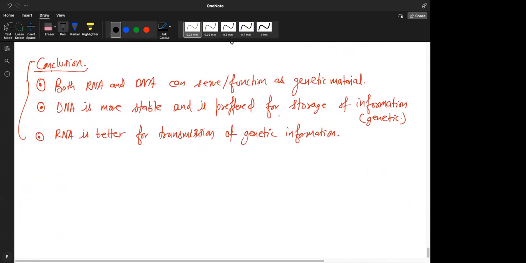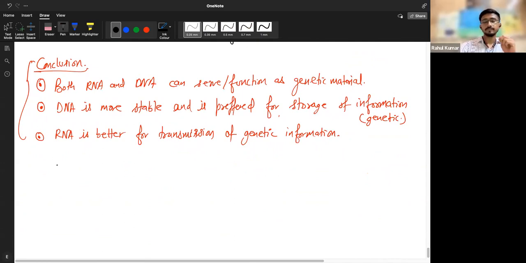Cool. So you have understood till here, no doubt, right? Now we understood that it is DNA that is the genetic material. We also understood that DNA and RNA both have the potential to be genetic material. In fact, they are genetic material in different organisms. We also realized that DNA is more stable and hence is the more preferred form of genetic material for storage of information. But RNA is better for transmission of genetic information, because it's more reactive.